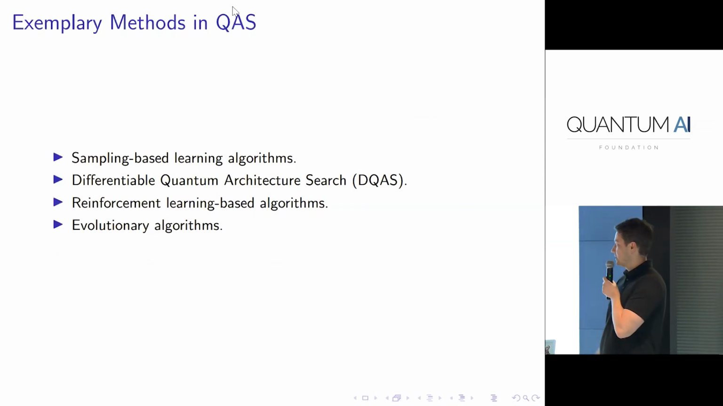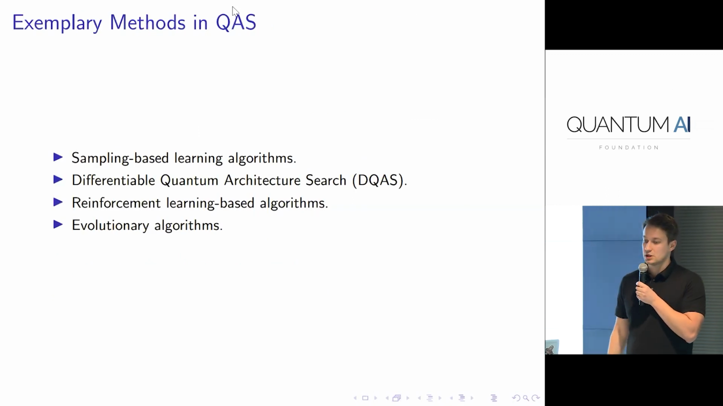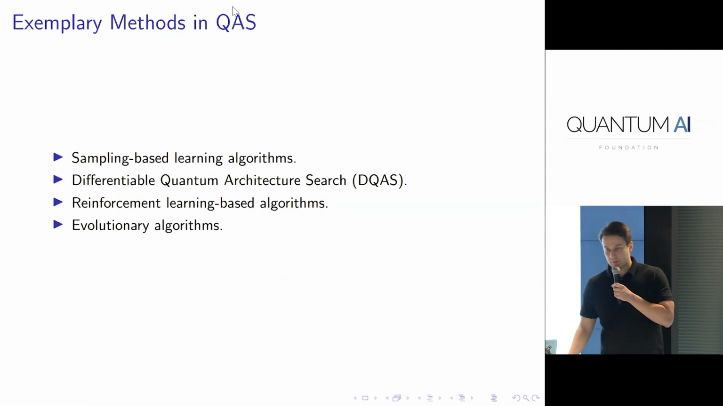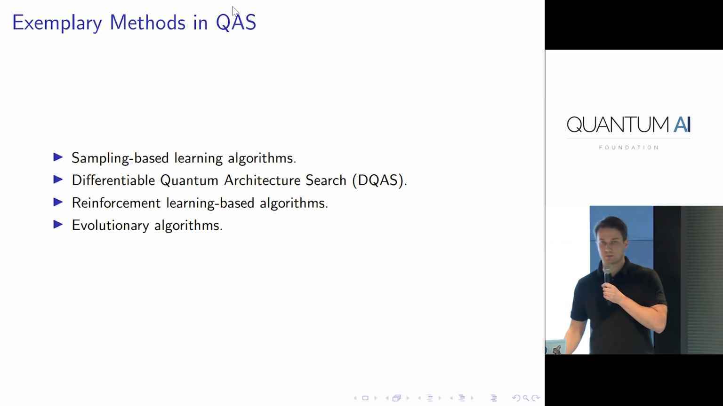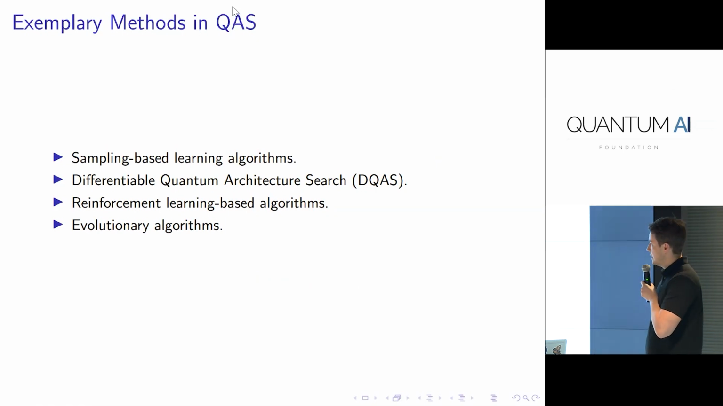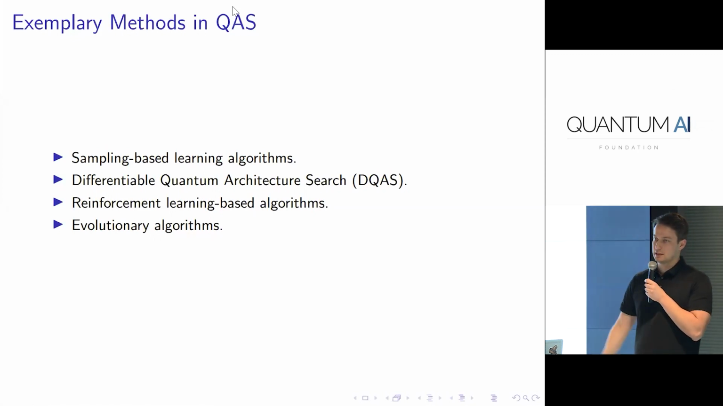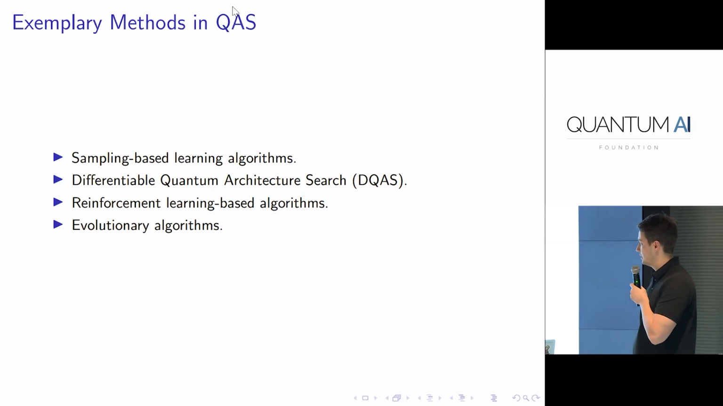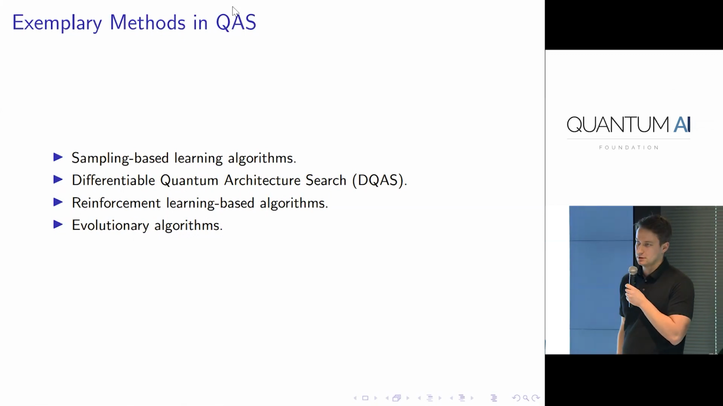So, exemplary methods in quantum architecture search. There are sampling-based learning algorithms, differential quantum architecture search, reinforcement learning-based algorithms, and evolutionary algorithms. In this presentation, I will try to cover the first three methods, but there are also a lot of manuscripts about evolutionary algorithms in this domain.